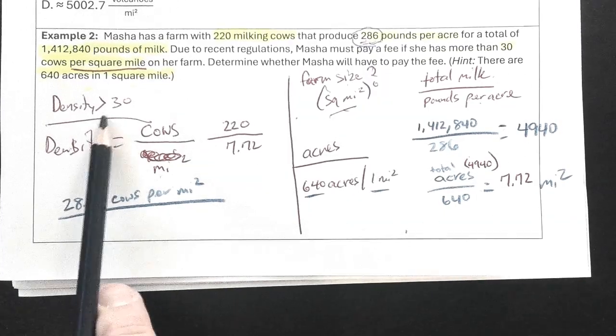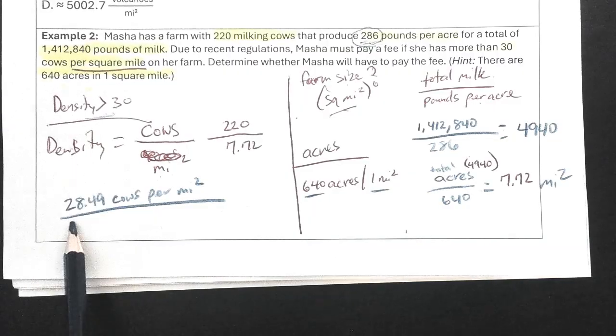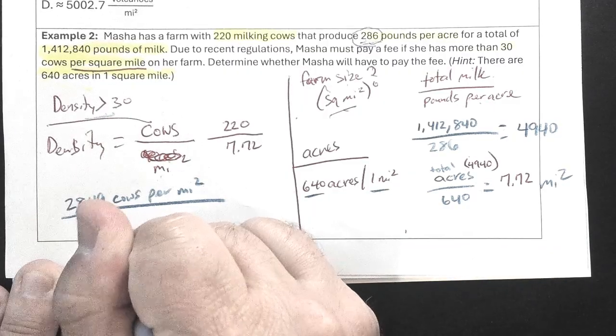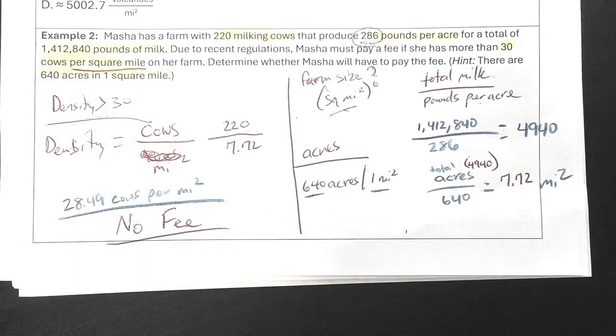Now, it says that density had to be over 30. Well, that's less than 30. So no fee. That's really the answer. Does she have to pay a fee? No. But you had to do all that to figure that out. So if you ever own cows, that may come in handy.